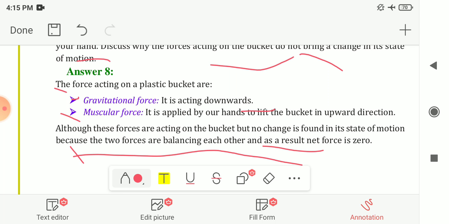In that we had seen that the two teams are pulling the rope towards each other with the same force, and at that time no team can win the game, because the net force, or balancing force, is 0. These forces balance each other, so the net or resultant force is 0. The same thing is there in this case.